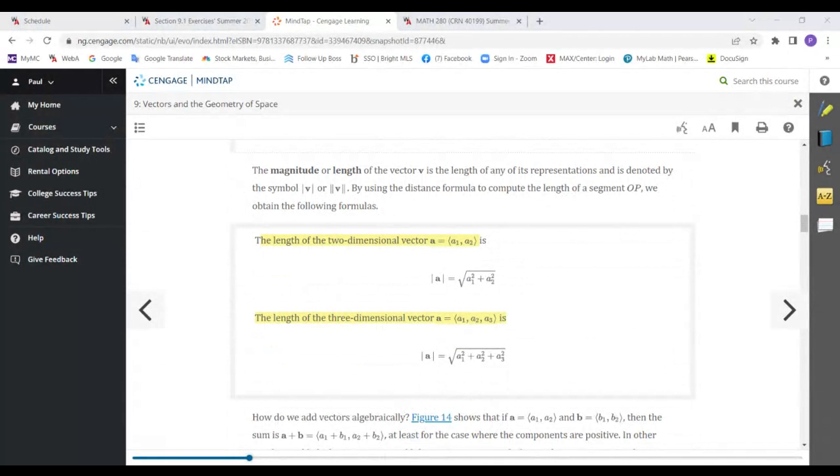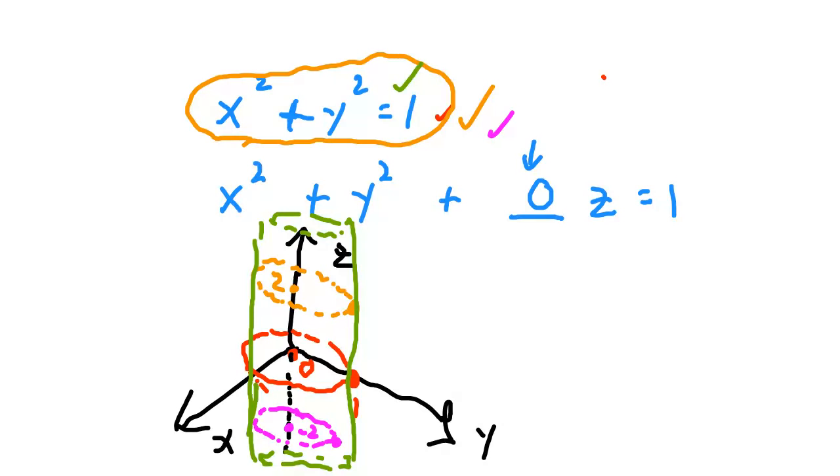If you want to find the length of a vector A, then the length of vector A is just the sum of the squares of the components. Let me show you that on the whiteboard. I'm just going to draw a vector A here.